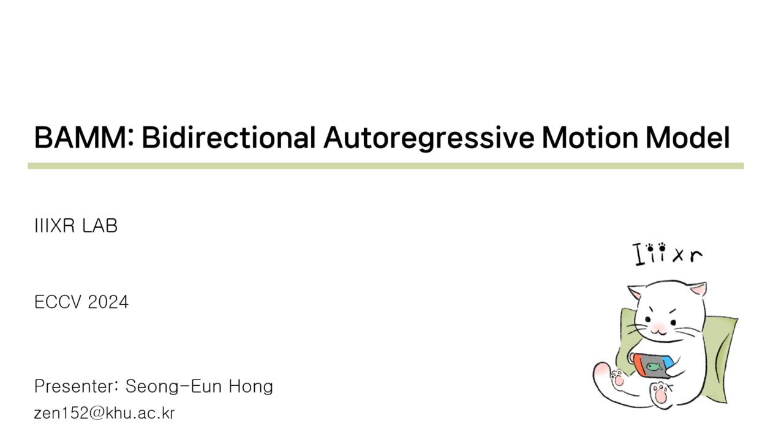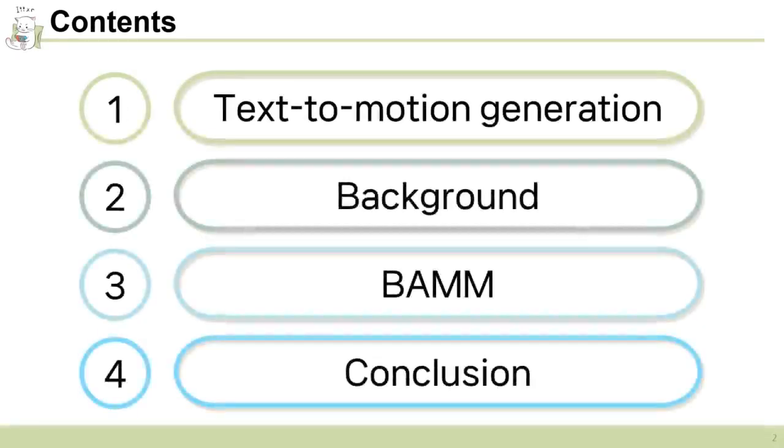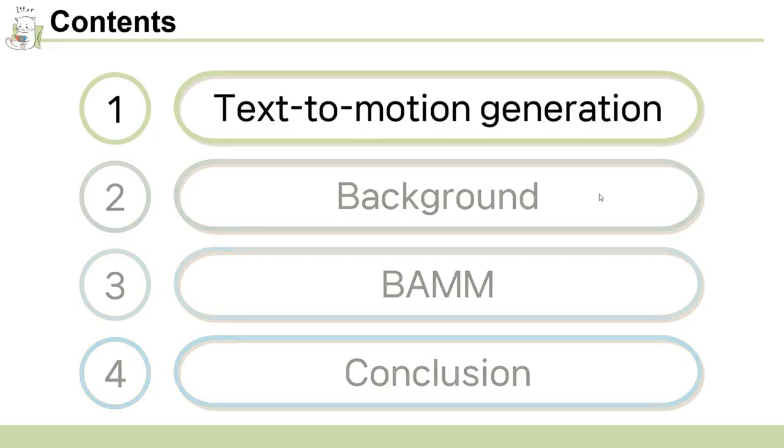Today I will be presenting a seminar on BAMM, the Bidirectional Autoregressive Motion Model, which was recently introduced at ECCV 2024. Here's the outline of today's talk. First, I will introduce the concept of text-to-motion generation, followed by some background on the methods that have been explored in this area. Next, I will explain the BAMM model, the core of this research, and how it advances the field. Finally, I'll conclude.